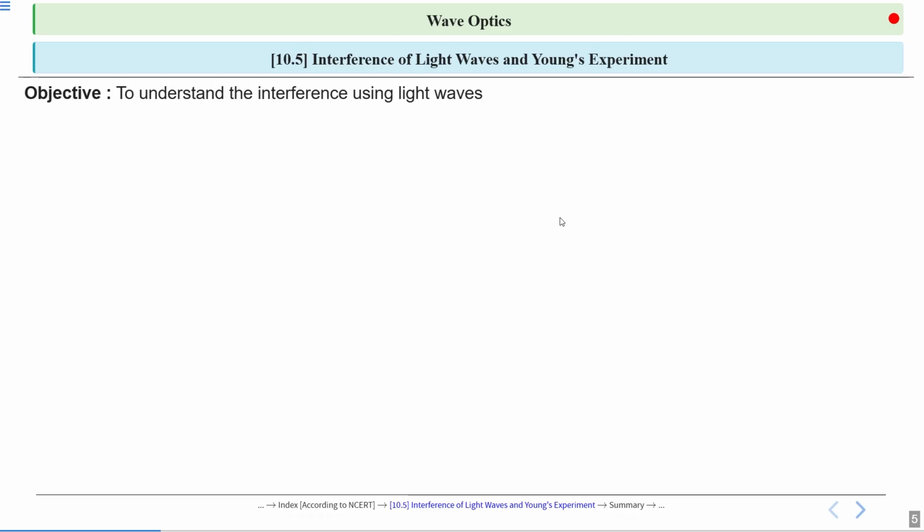So now students, let's start with interference using light waves. Our objective is to understand interference, and interference is a fascinating phenomenon where two or more waves overlap and combine to form a new wave pattern. This concept is crucial in wave optics and helps us understand various optical phenomena.